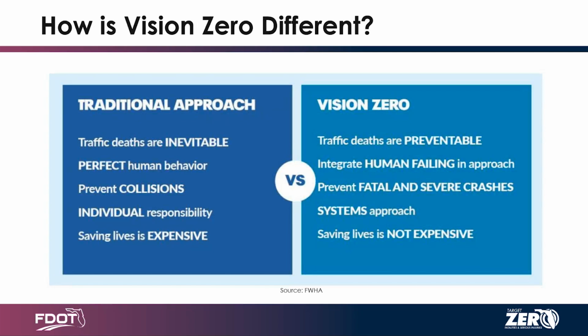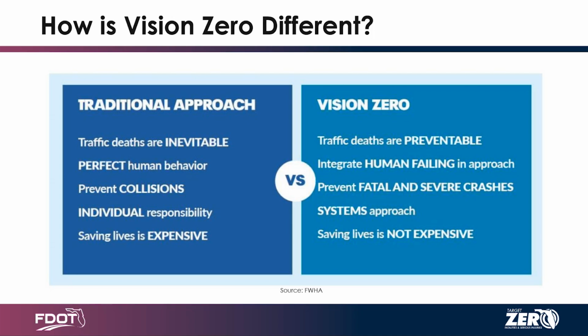Once again, traffic deaths are not inevitable. We're going to prevent them. Perfect human behavior is the traditional approach, reliant on the user. We're going to integrate that in our approach. We're going to build systems that catch the failures. Preventing collisions versus focusing on fatal and severe crashes is important, because if we focus on all crashes, our attention is not always going to be in the places that produce the most fatal and severe crashes. We want to focus on that.